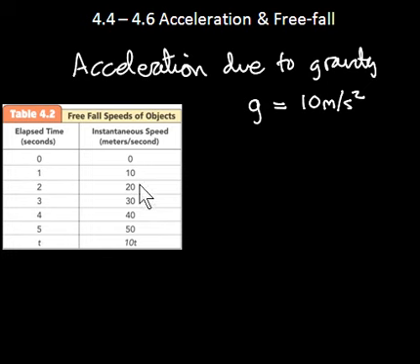1 second later, it will have accelerated. Its speed will have changed by 10 meters per second, so it'll be traveling at 10 meters per second. 2 seconds later, 20 meters per second. 3 seconds, 30, 4, 40, and so on. And generally, for any time t, the speed it's traveling is going to be 10 times t. And that 10 is the same thing as g here.